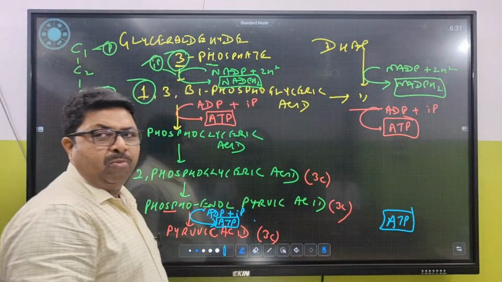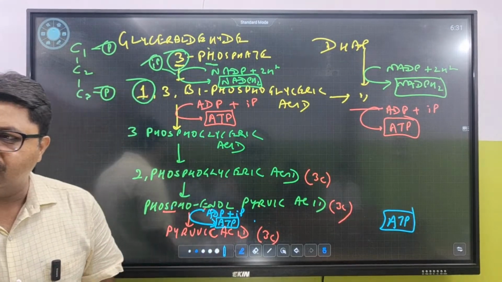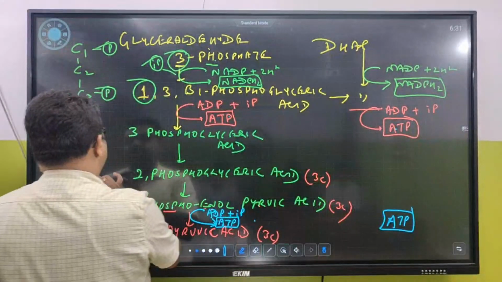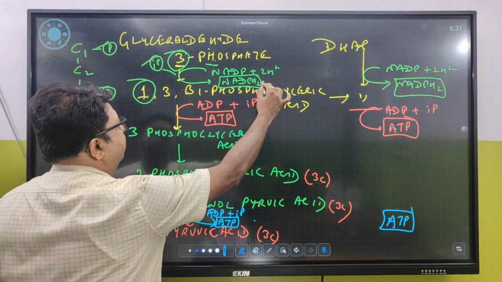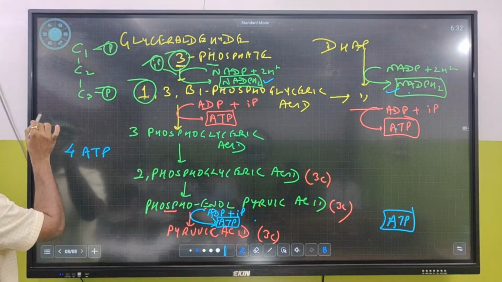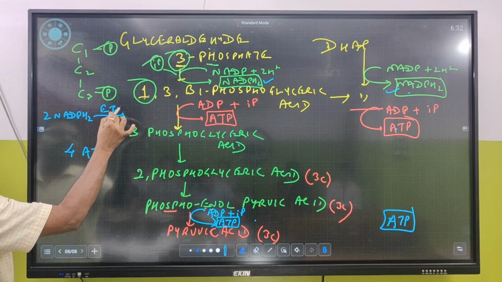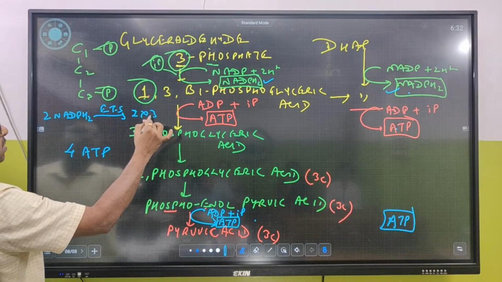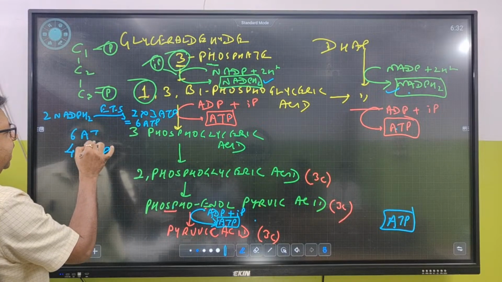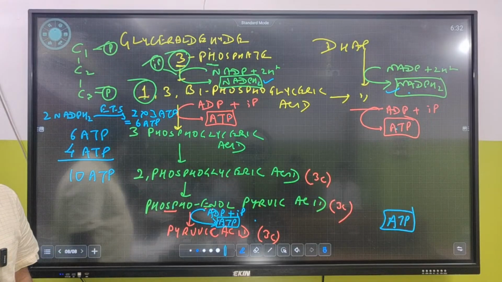Now, aspirants will tell me how many ATP are formed directly by substrate level phosphorylation. How many ATP have been formed? 1, 2, 3, 4. So during glycolysis, 4 ATP are formed. How many have been formed by oxidative phosphorylation? 2 NADH2. When it goes inside the electron transport system, you get 2 into 3 ATP, which is 6 ATP. So 6 ATP plus 4 ATP, the total ATP you have got is 10.